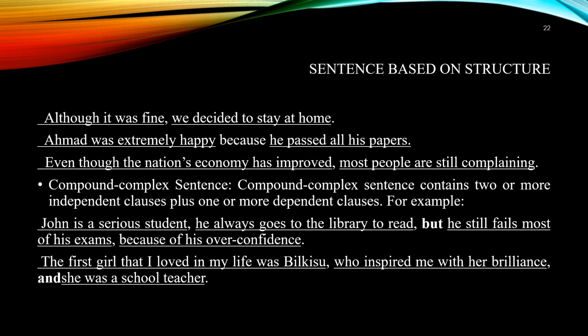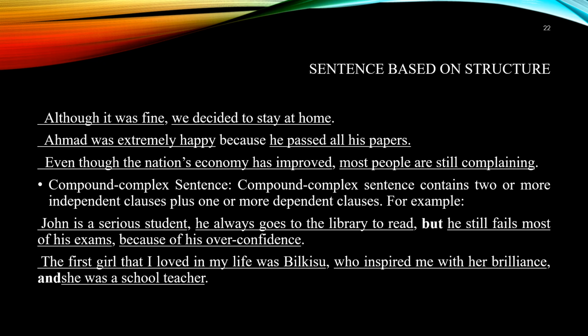Then the last classification we have is a compound complex sentence. A compound complex sentence, class, is a sentence that contains two or more independent clauses plus one or more dependent clauses joined together by a conjunction. For example, let's take this example. John is a serious student. He always goes to the library to read, but he still fails most of his exams because of his overconfidence.